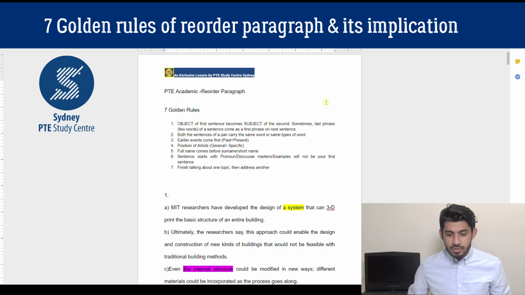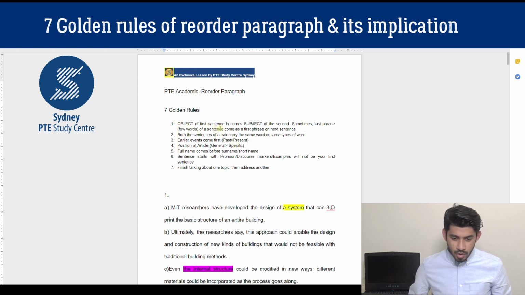Today I will talk about reorder paragraph, one of the tasks of your reading section. Lots of students find it very difficult and very time consuming to solve reorder paragraph. Now, I will show you some golden rules which would help you to solve reorder paragraph very quickly, expectedly in less than 1.5 minutes. So the 7 golden rules, I'll show you this first.